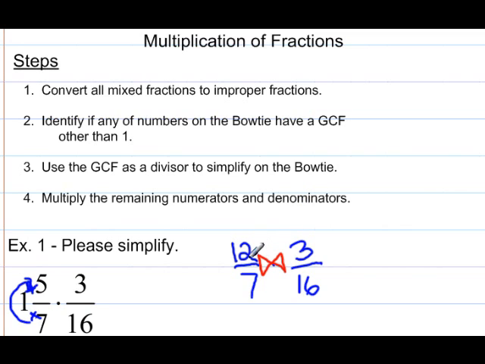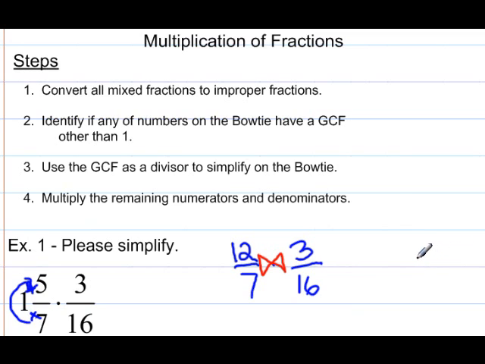Well, 12 and 7, their GCF is 1. 7 and 3, their GCF is 1. 3 and 16, their GCF is 1. But 12 and 16, their GCF is going to be 4.